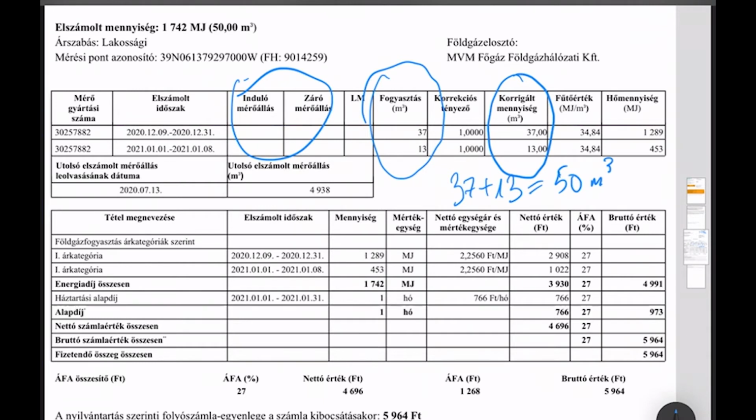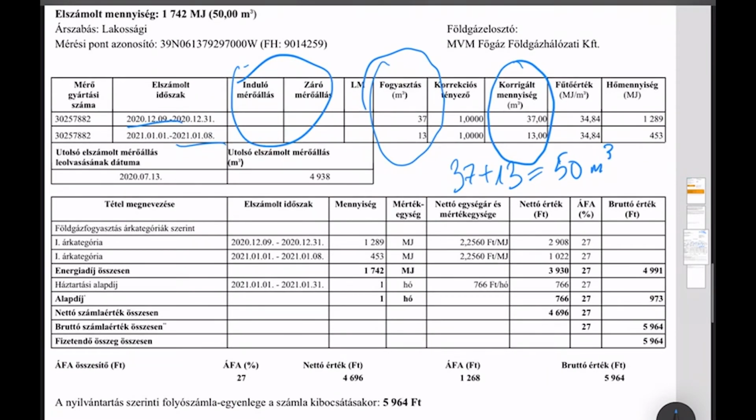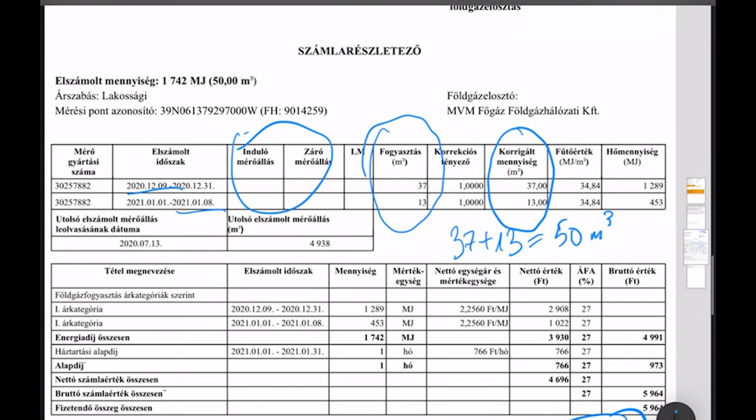That's how much gas I used from December 2020 till the beginning of January. So that's 1 month. And the total I had to pay is 5,964. Now, what we're gonna do is just a little math. So we have 5,964 forint, and that's divided by 50 cubic meter.